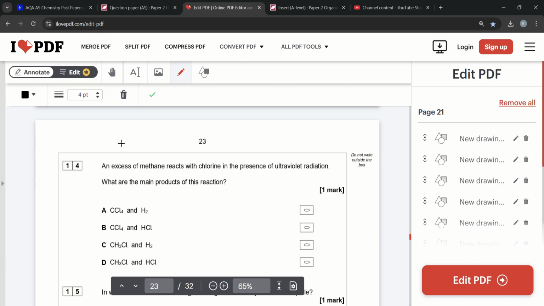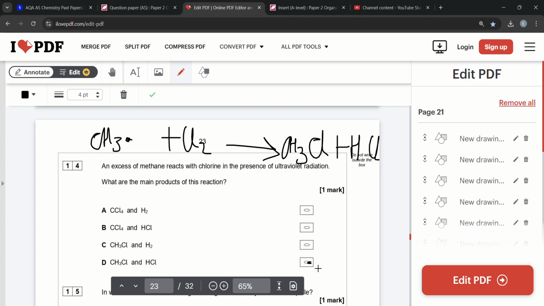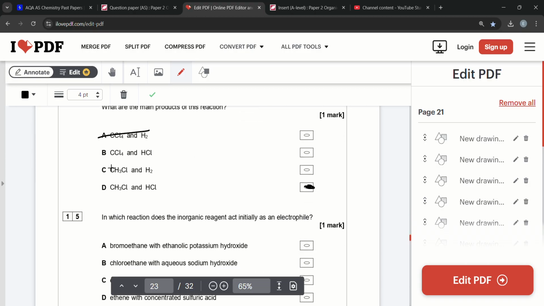Excess of methane reacts with chlorine in ultraviolet light. What are the main products of this reaction? Excess of methane, CH3 dot plus Cl2, therefore forms CH3Cl plus HCl. The answer is D. It definitely won't form hydrogen, so it's either B or C. D, most students will probably pick.